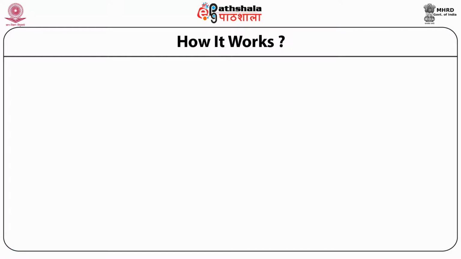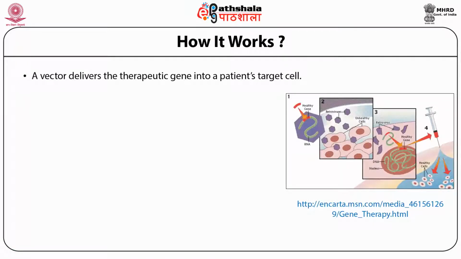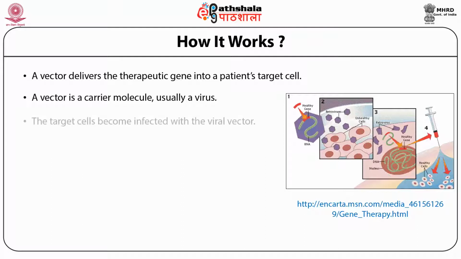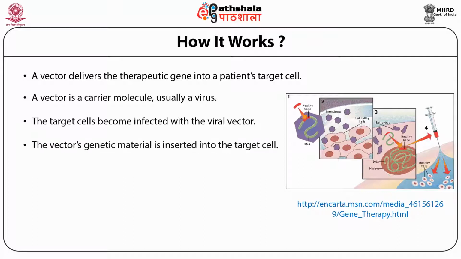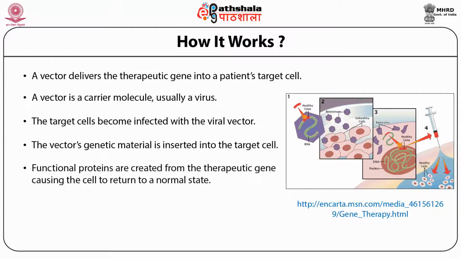So how does this gene therapy work? A vector delivers the therapeutic gene into a patient's target cell. So what is a vector? A vector is actually a carrier molecule, and usually in genetic therapy it is a virus. So the target cell becomes infected with the viral vector. Then the vector's genetic material is inserted into the target cells, and functional proteins are created from the therapeutic gene, causing the cell to return to a normal state. So whatever diseased cells were there, they all became normal because of the insertion of the genes.